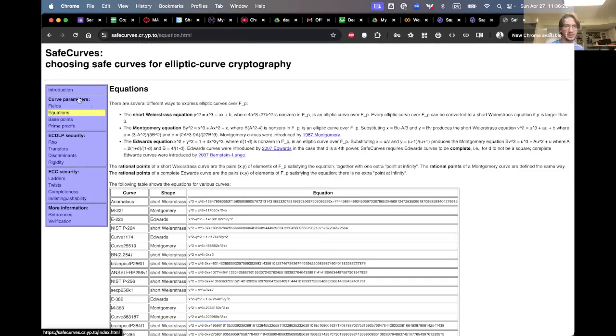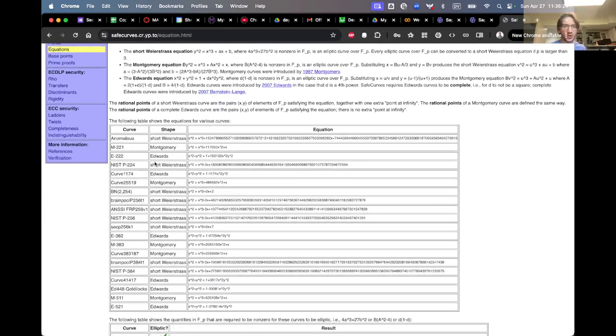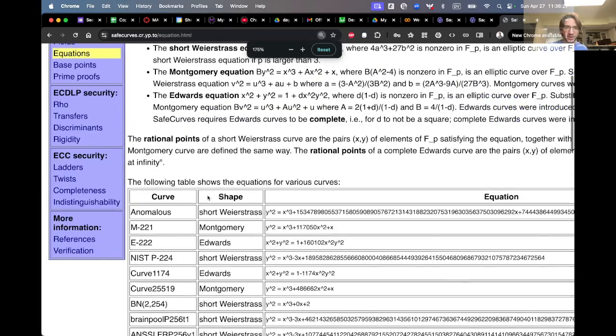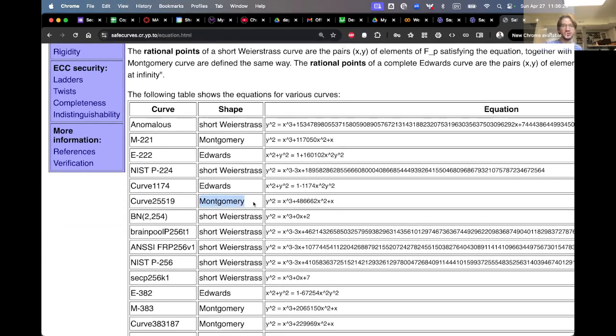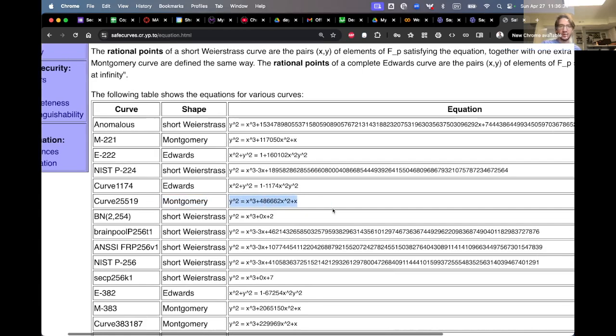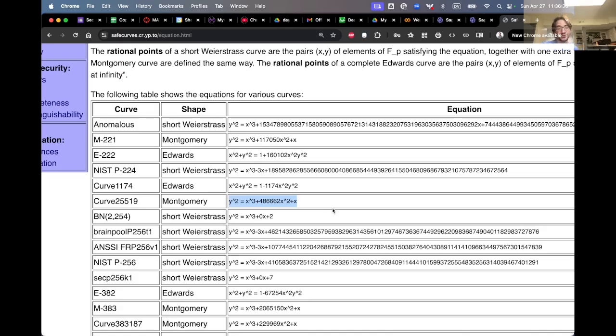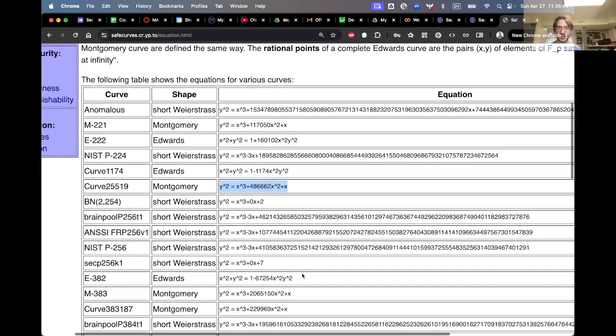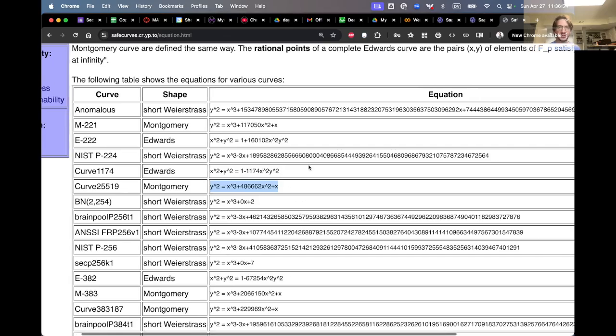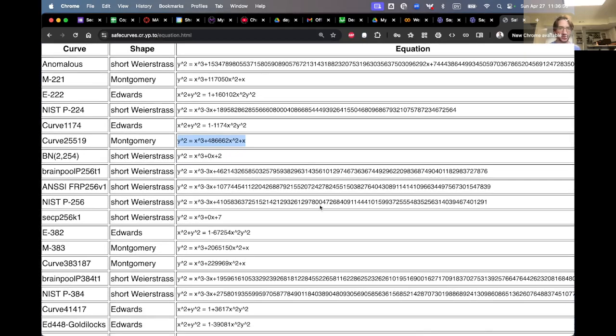We've got the equations for these things. So curve 25519, if I zoom in a little bit, again uses a Montgomery form, which looks a little bit different. But it actually leads to a much nicer looking equation than the one we used for NIST P256, right? Here's that equation that we used. Here's the curve for curve 25519. And you can see a bunch of different elliptic curves given here.